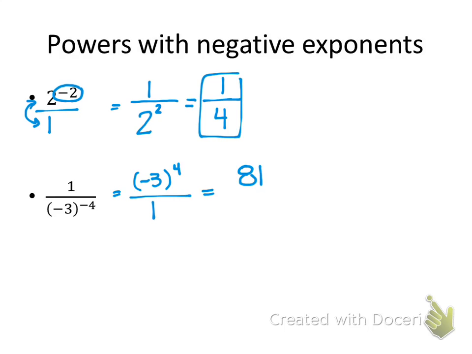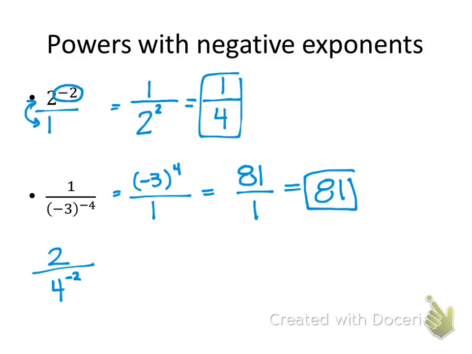Positive 81. The reason why, anytime you have an exponent that's an even number with a negative base, your answer will always, always, always be positive. Always. Okay? 81 over 1 is 81. Now let's do one like this. What if I had 2 over 4 to the negative 2 power? What would I do? This one's tricky.